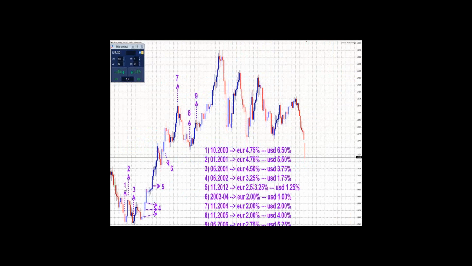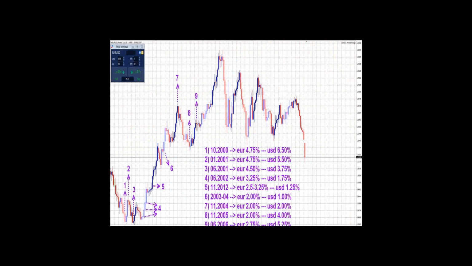So this point on the graph here, on the euro dollar chart, point 1 is the 10th of October. At that point, the euro had a 4.75% interest rate and the dollar 6.5. The dollar had a higher interest rate and the euro dollar was moving down, had already moved down quite a lot. And well, we see why. There was an interest rate differential between the euro and dollar that was in favor of the dollar. The dollar was higher, basically.